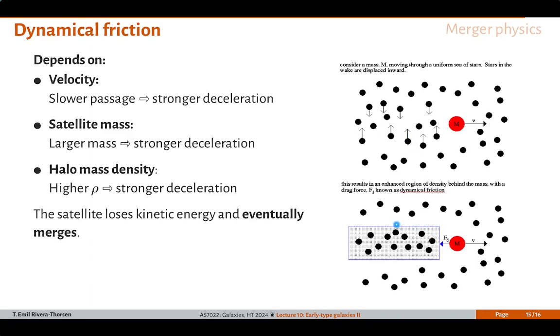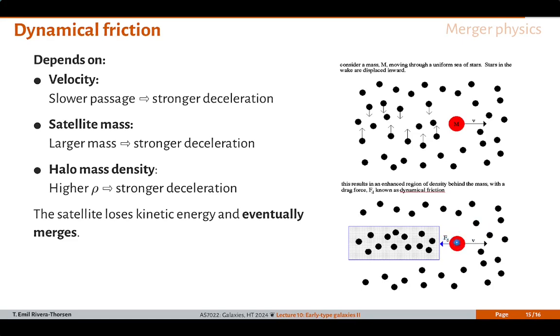And these will then be concentrated in the wake of the larger mass, but that also means that the mass concentration of these will be larger. The mass density behind the satellite galaxy's mass will be larger, which will lead to a stronger gravitational pull on the satellite mass.